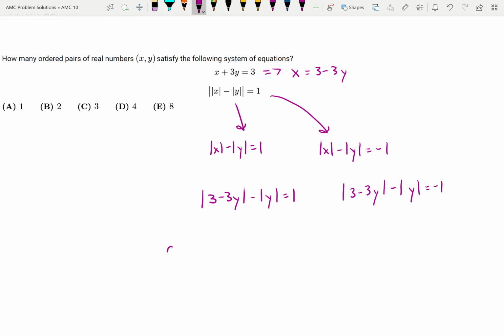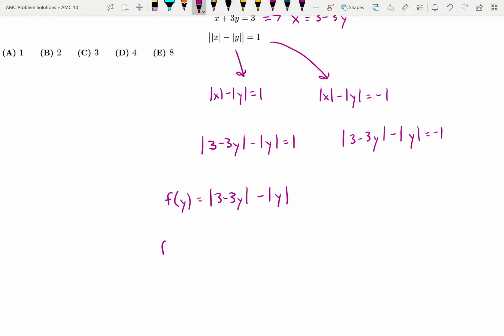So let's say that f of y is equal to this 3 minus 3y absolute value minus absolute value of y. So I'm going to start with, let's think about f of -1. If I plug in -1 in there, I'm going to get 5. And you'll notice if I plug in -2, -3, the value is going to keep increasing positively. So I want to go the other direction.